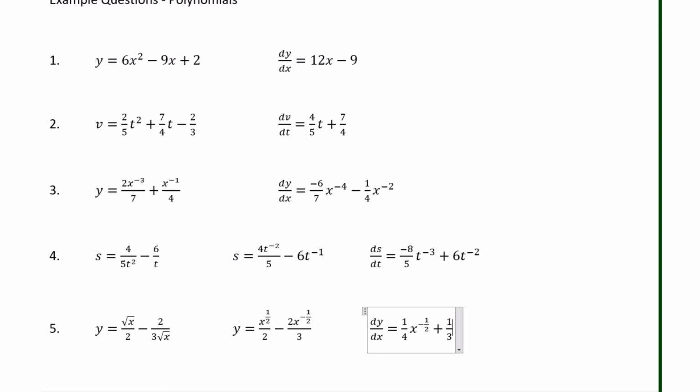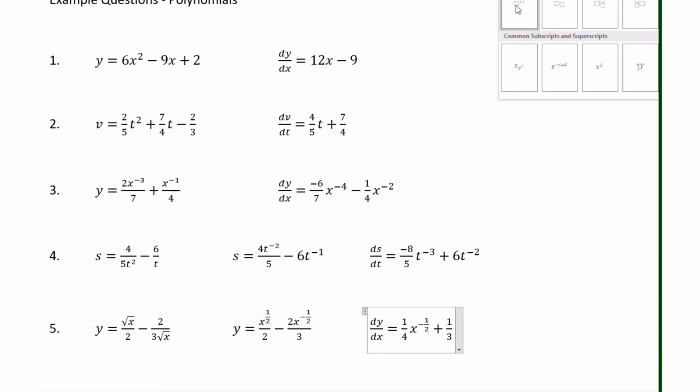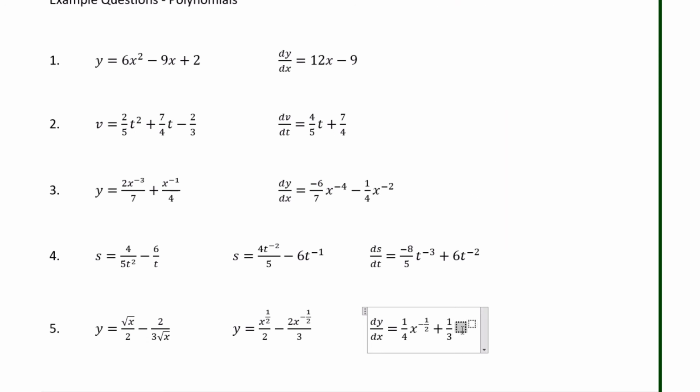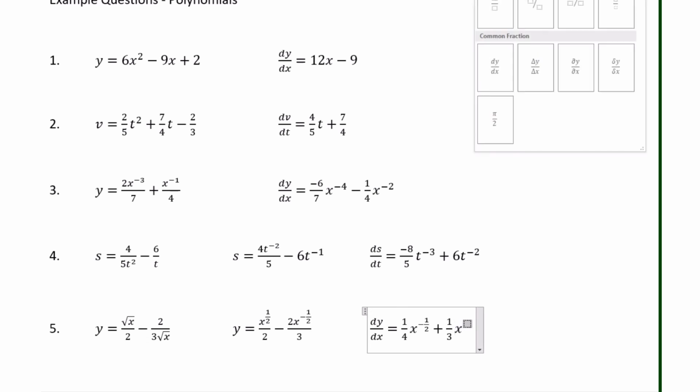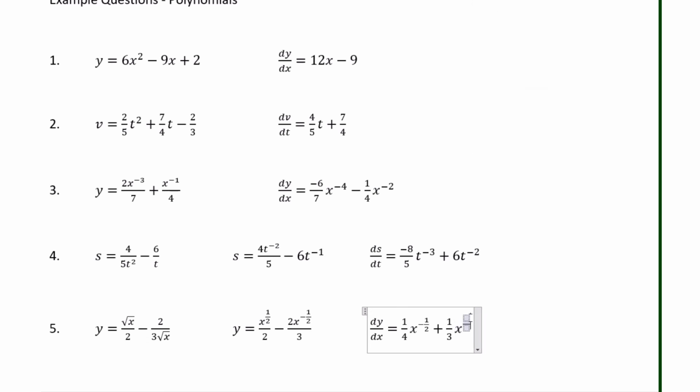So we've got to take 1 away from that. Taking 1 away from minus a half is minus 1.5, which is minus 3/2. So it becomes x to the power of minus 3/2, like that. And that's it. Now those are very difficult examples.